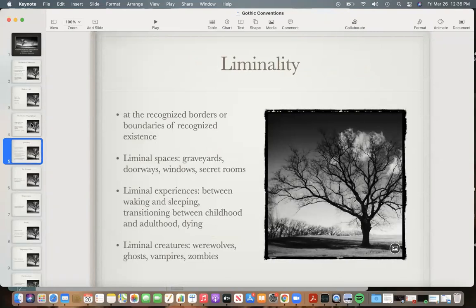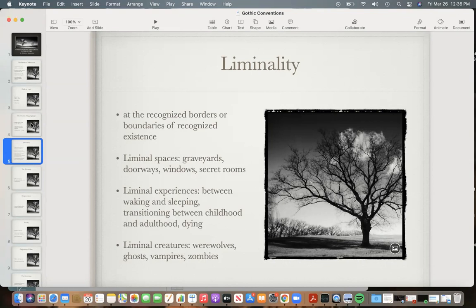Liminality. I love this concept. Liminality is when something exists at the recognized borders or boundaries of recognized existence, so in some sort of transitional space. Lots of things can be liminal. You can have liminal spaces. Graveyards are a good one because you go and visit them, but you're visiting with dead people, and you could say that there are ghosts there who are between life and death, whatever.